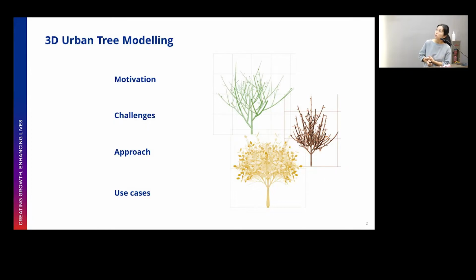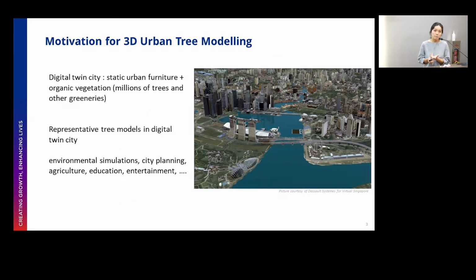As I mentioned briefly just now, we do have a digital twin city. We do agree that there are many uses of having this digital twin city that has many urban furnitures, but in most cases they are mostly static in comparison with the trees. Vegetation, because they are organic. There are millions of trees in Singapore. We are trying to get into a nature and city for Singapore, where we want the trees and the vegetation to be part of our city.